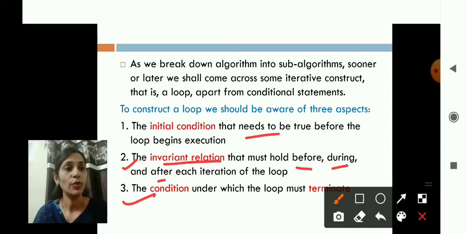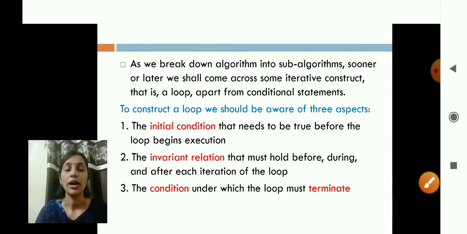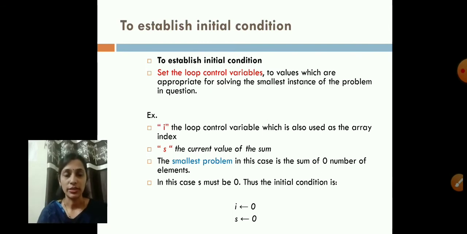We'll see one by one how we put the initial condition, how we put the logic, that is the invariant relationship between the variables, and after that we will see the conditions to terminate. So first we will see the initial condition, how initialization is done in the loop construct. So let's start with this.